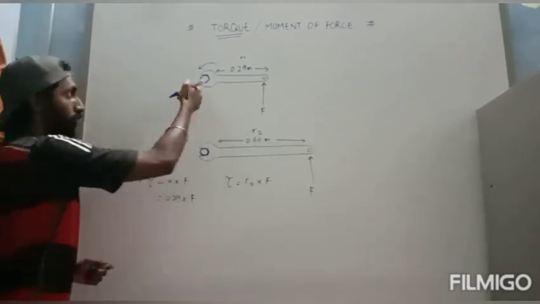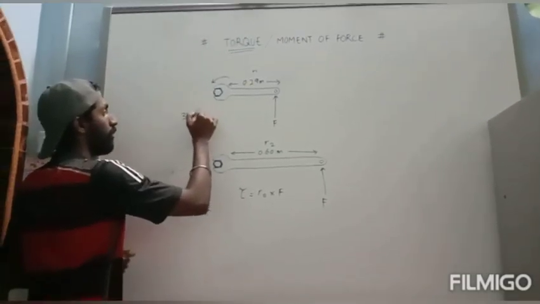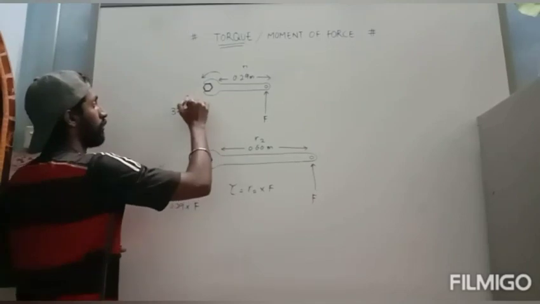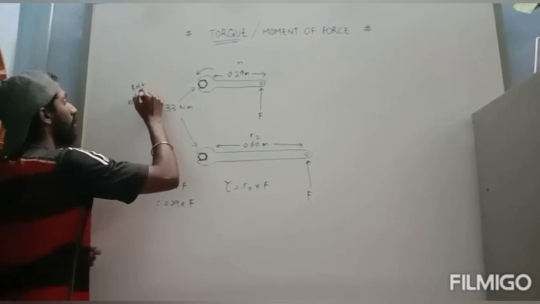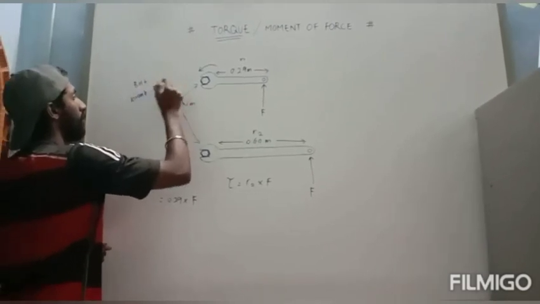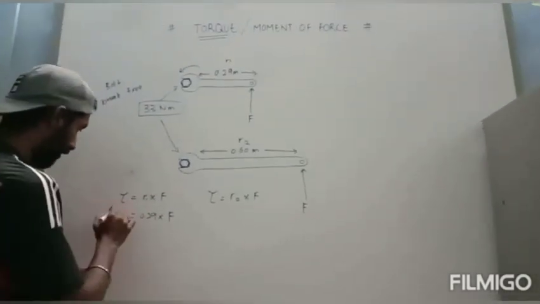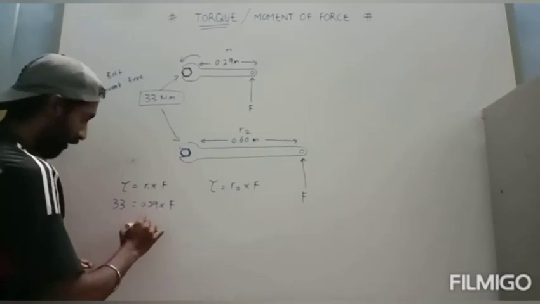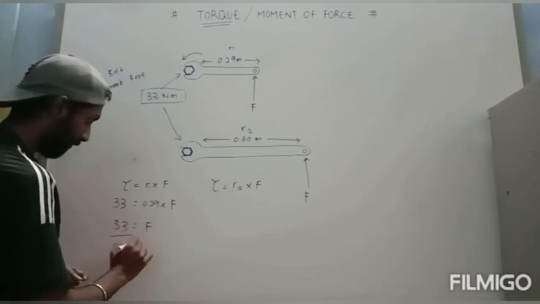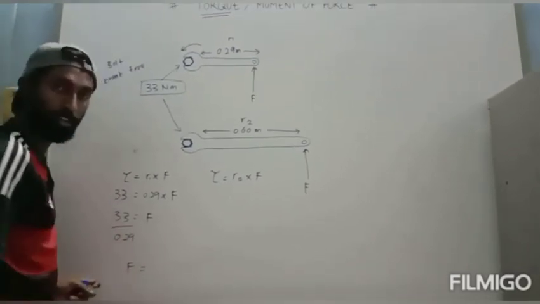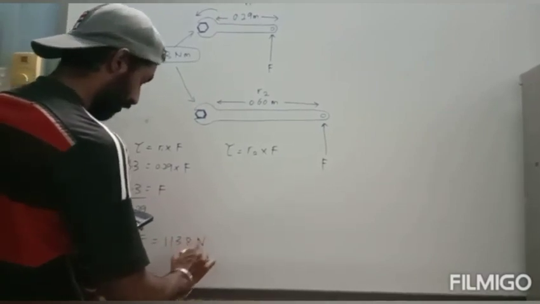Okay, let's say the torque needed to open up the bolt is 33 Newton meter, for both bolts. At this torque, the bolt breaks free. Okay, let's say 33 Newton meter, and the force is 33 divided by 0.29. The force needed is 113.8 Newton.